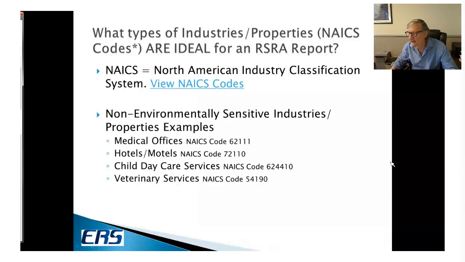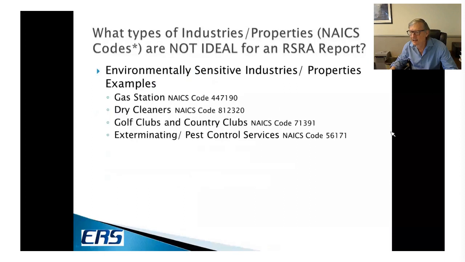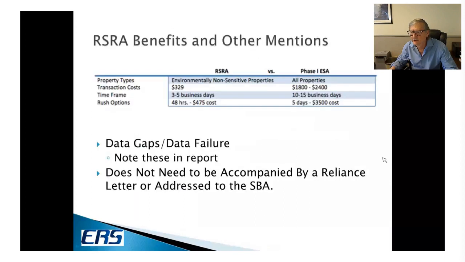Okay, so we're going to move on here. We talked about NAICS codes. So, property types. What do you use an RSRA for? Basically, anything that's non-sensitive property, not on that NAICS code list. Transaction costs. It costs $329. You get them anywhere in 3 to 5 days, sometimes quicker, sometimes longer, depending upon the data and how hard it is to get the historical.